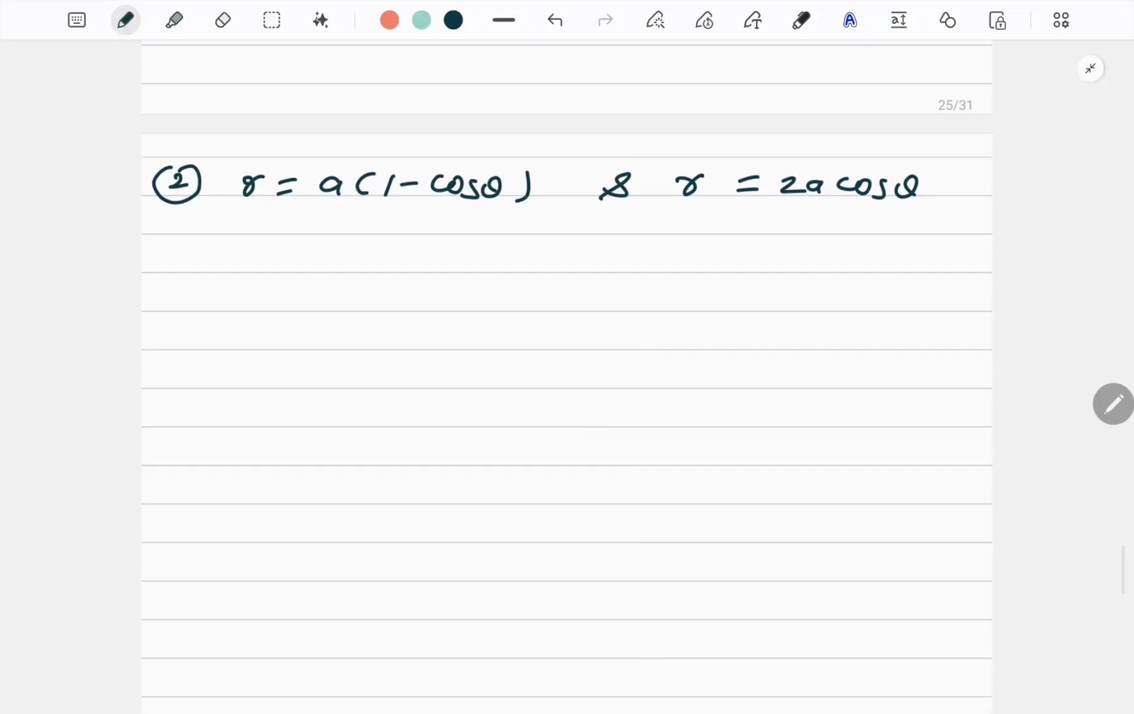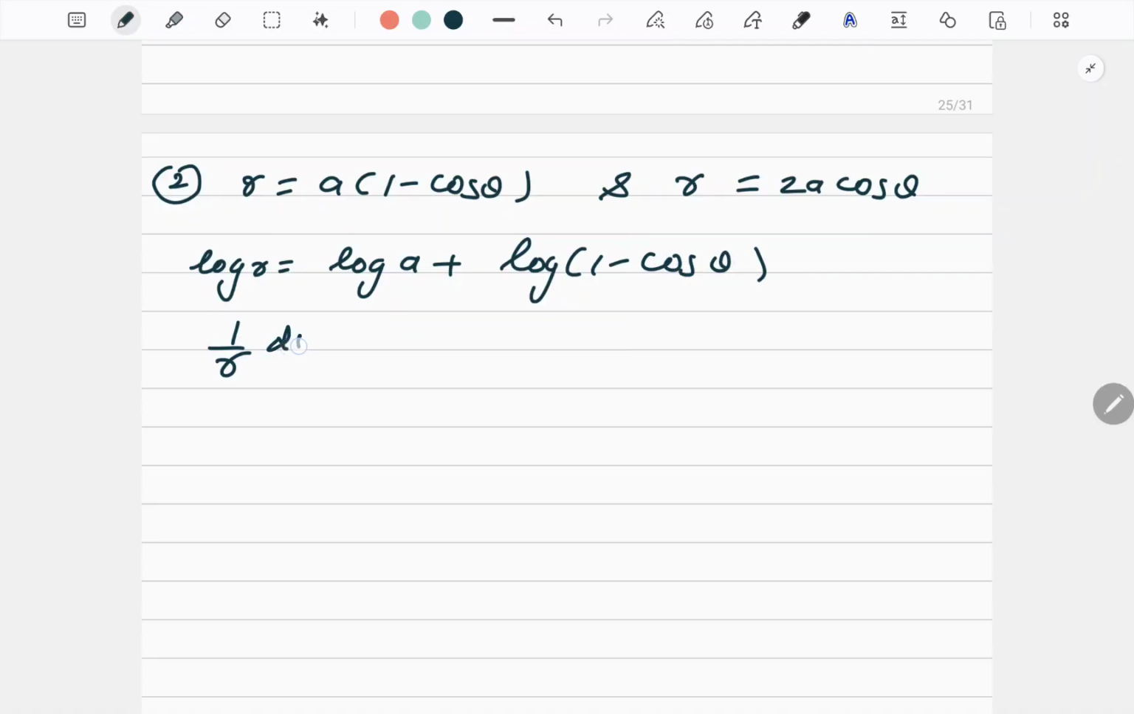Okay. Now look at this one. Both the curves we have done earlier, but still we will solve it again. I suggest you pause the video and do it yourself. Okay. Plus log of 1 minus cos theta. So 1 by r dr by d theta is equal to sin theta upon 1 minus cos theta, because the derivative of cos theta becomes minus sin theta. And then this is 2 sin theta by 2 cos theta by 2.